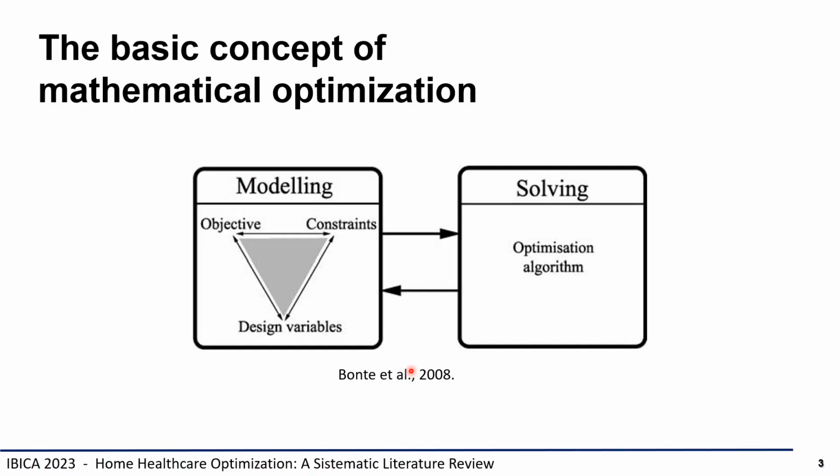Mathematical optimization is represented by a model consisting of design variables arranged in a mathematical function which represents the desired objective. This function is subject to a certain number of constraints, and this model is then solved through the implementation of an optimization algorithm.